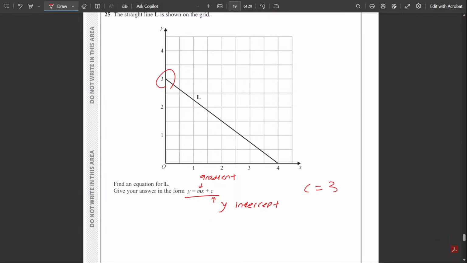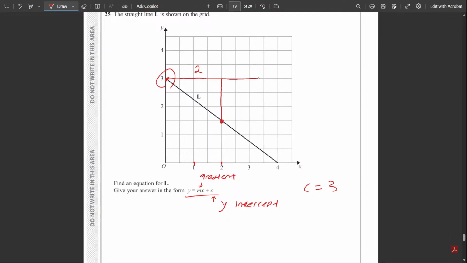And for the gradient, you pick any 2 points that are whole numbers, so we're going to do these 2 points and then draw a triangle. So that's change in x, which is 2. Remember, your 2 boxes is 1. Okay, so 1 and 2. So change in x is 2, and then change in y is going from 3 down to 1.5. So that's not really a whole number, so we're going to look at a bigger triangle.